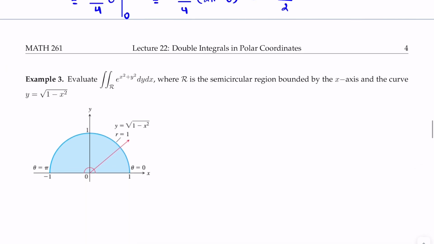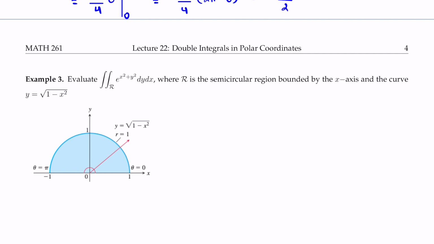In this example, we would like to evaluate this double integral of e to the x squared plus y squared dy dx, where R is the semicircular region bounded by the x-axis and the curve y equal to square root of 1 minus x squared. So this is the region of consideration.